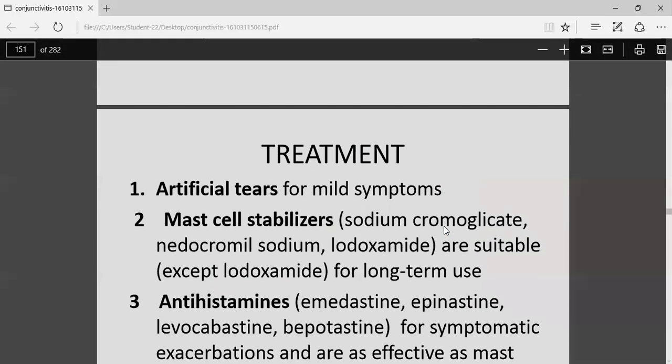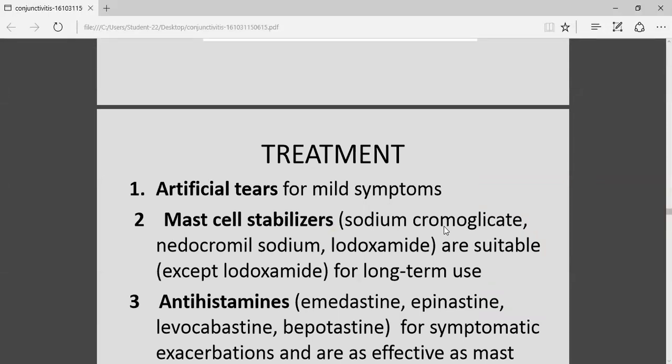What is the treatment? Basically, we can use tears as lubricants. We should use the mast cell stabilizers because these are the mast cells which release histamine. So if we stabilize mast cells, histamine will not be released and there will be no symptoms and signs of allergic reaction. So we have to use the mast cell stabilizers in order to prevent the release of histamine. On the other hand, we can also use antihistamines themselves.